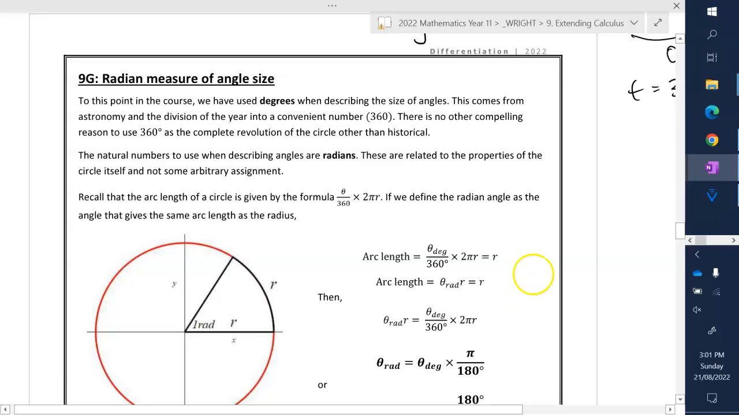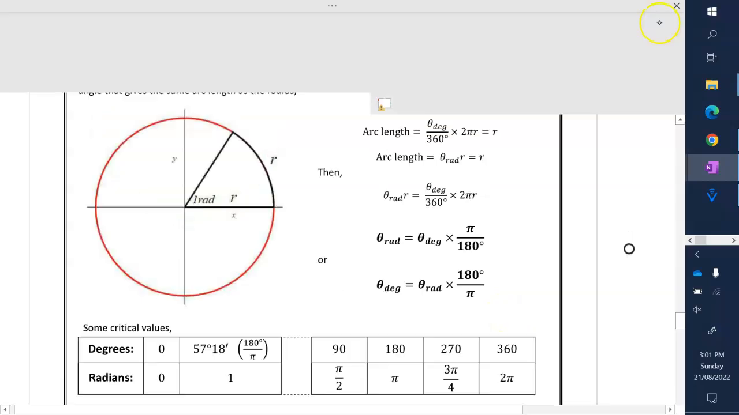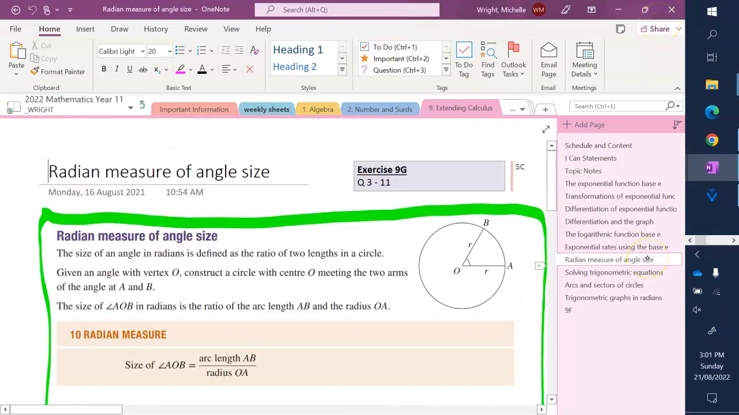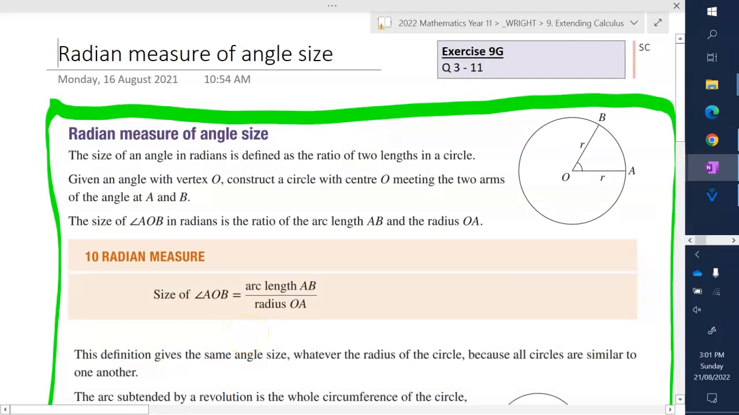Now, our notes are here, and we will look at these examples in a second, but I'm going to jump across into the OneNote down the side where it says radian measure of a size of an angle, and we're going to have a look at the notes in there. So I like these a little bit better.